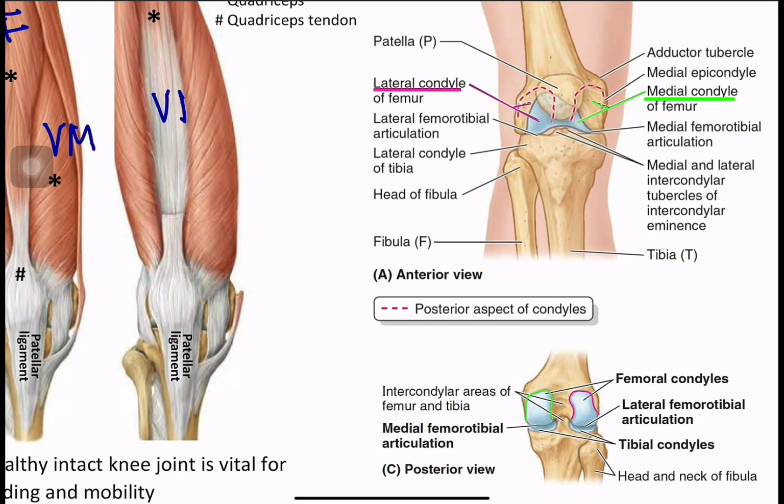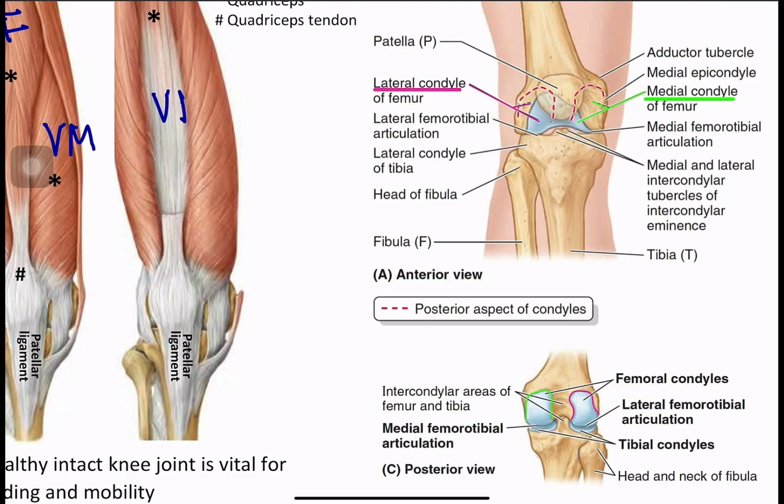Now the femur contributes 2 large condyles. First one is the medial condyle. I use the green line to highlight to you at the front and also at the back. This is the posterior view of the medial condyle of the femur. And also we have the lateral one.